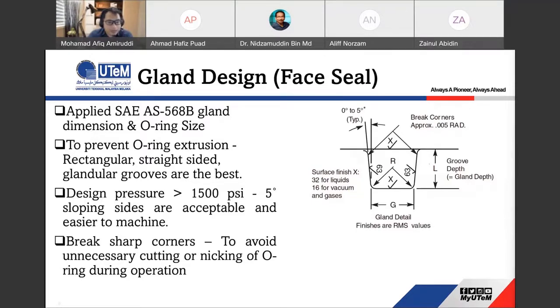So kita nak elakkan daripada O-ring untuk dia extrude masuk ke dalam gap. So we have to make sure that the corner needs to be filleted, not sharp. It's just the additional design advice.